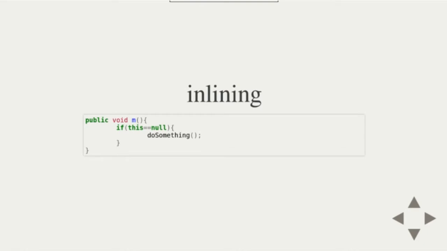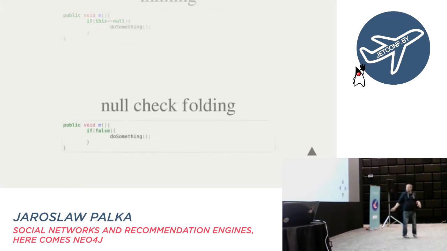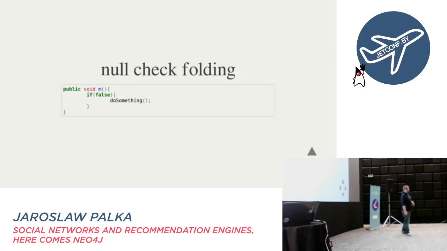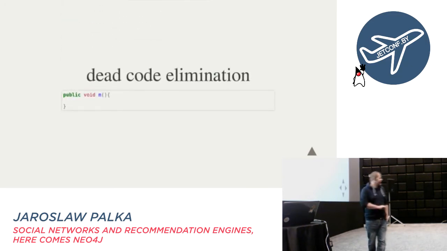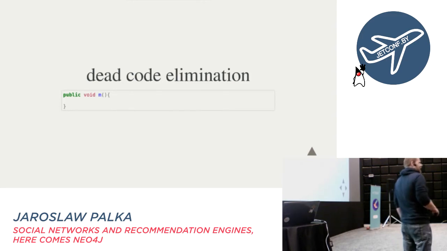Okay, what will happen next is the JIT will start another optimization, because this condition will never be true. So we'll do something called null check folding, and we'll turn this code into this. Is it correct? It's still the same code. And then we'll see the dead code elimination running, so we'll get this. Okay? So, is it the end?